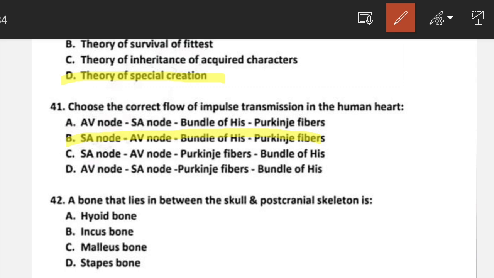Question number 42: the bone that lies between the skull and the postcranial skeleton is: option A, the hyoid bone; option B, the incus bone; option C, the malleus bone; and option D, the stapes bone. That bone is the hyoid bone. The hyoid bone is the only bone of the body that is not connected to another bone. It is a single bone, fixed in its place by ligaments and tendons.